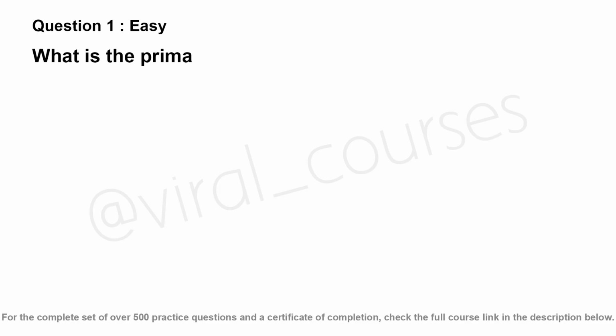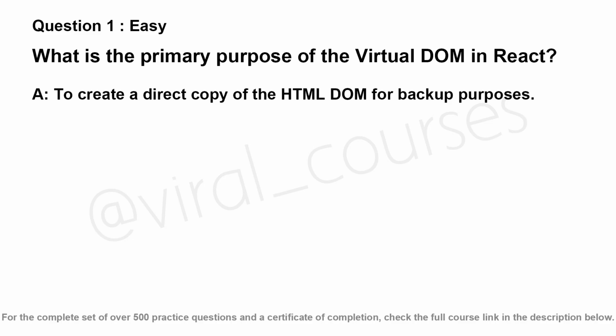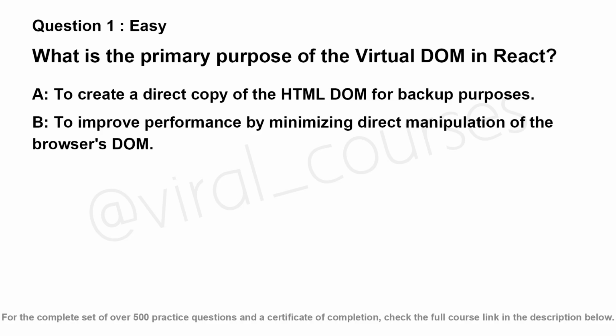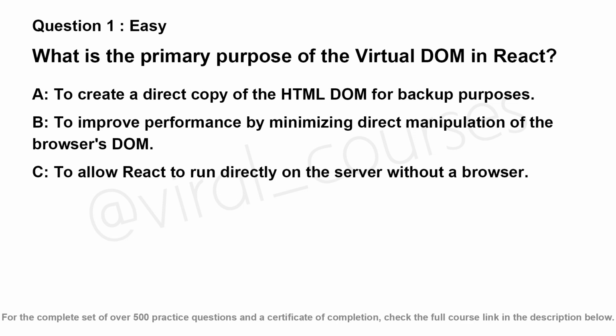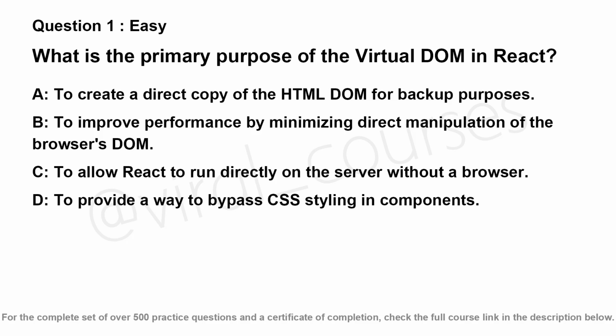What is the primary purpose of the virtual DOM in React? Option A. To create a direct copy of the HTML DOM for backup purposes. Option B. To improve performance by minimizing direct manipulation of the browser's DOM. Option C. To allow React to run directly on the server without a browser. Option D. To provide a way to bypass CSS styling in components.